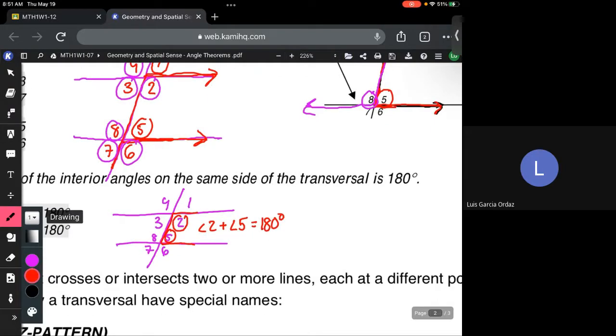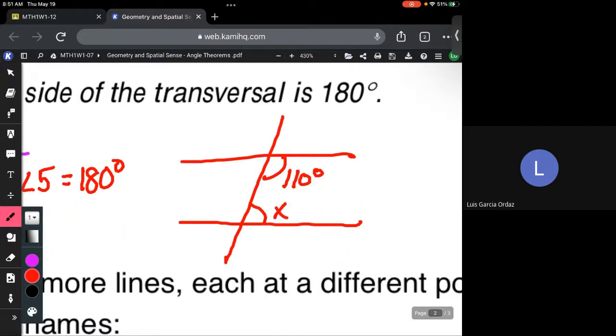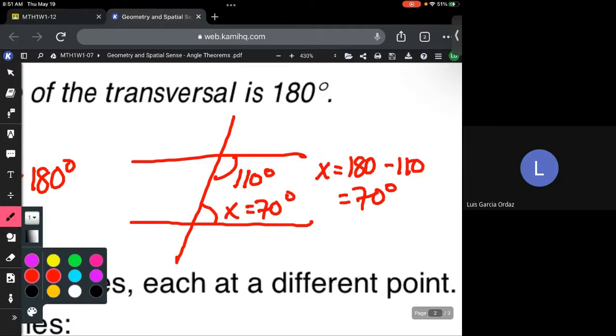So I'll give you an example. So let's say I have my C pattern over here. So let's say this is 110. What should that angle be at the bottom? 70. So X is going to be 180 minus 110, which is 70 degrees, because those two angles have to add up to 180. And if I draw the C pattern, I get a C shape.